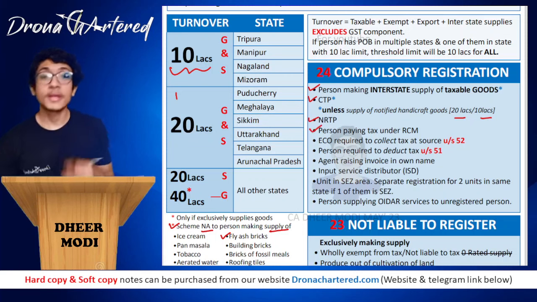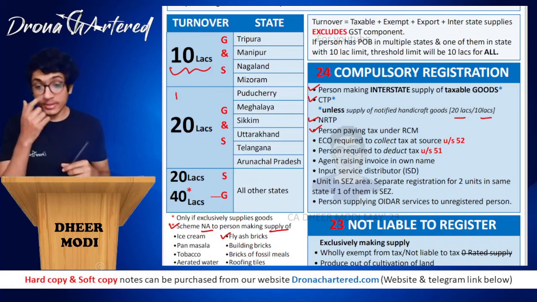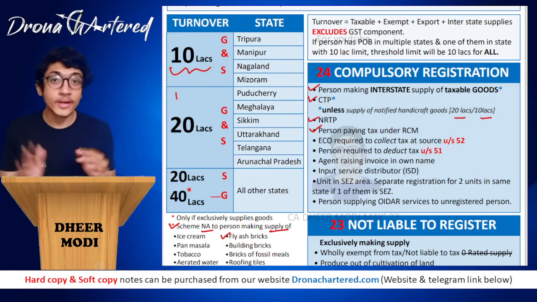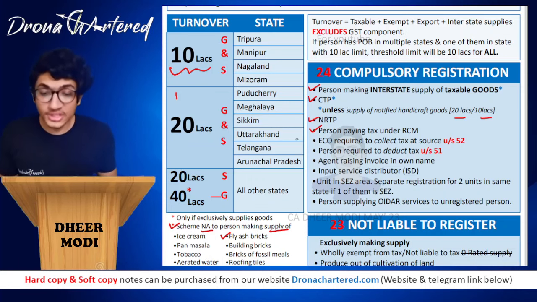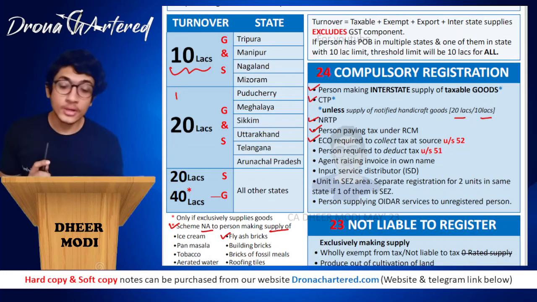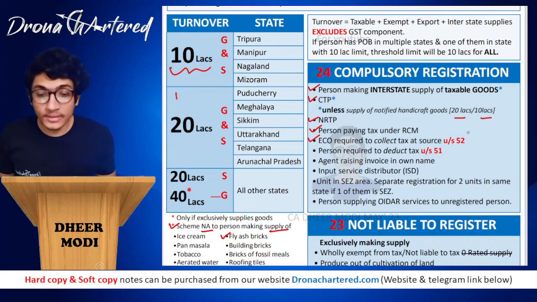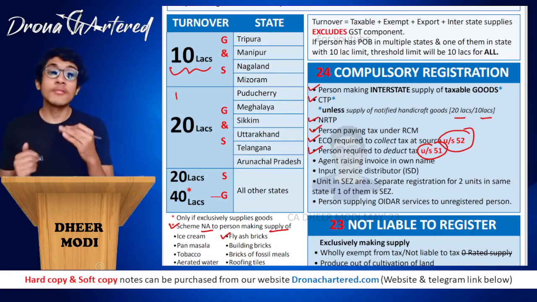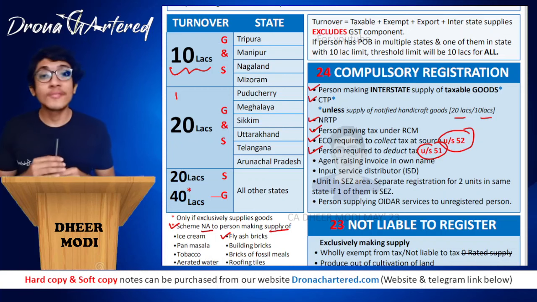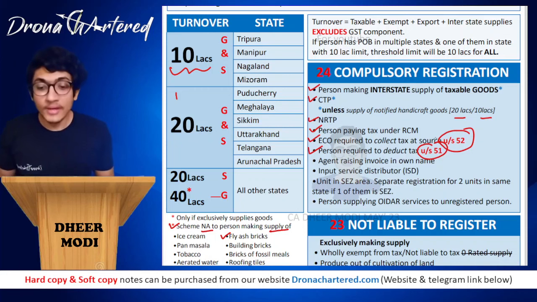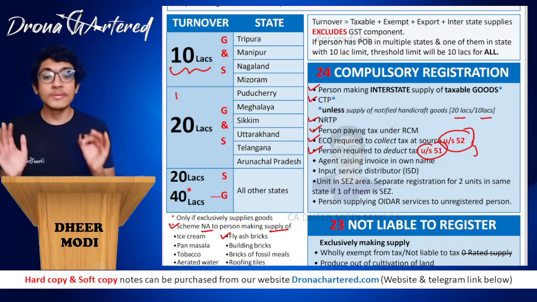Then any person paying tax under RCM, that is your reverse charge mechanism. We have already done this chapter. So any person paying tax under RCM also has to take compulsory registration. Any ECO required to collect tax at source. ECO is your electronic commerce operator. So if he has to collect tax at source under section 52, he also has to take registration. And a person required to deduct tax under section 51. The chapter that we will be doing after registration is TDS TCS itself. So therefore, this section 52 and 51 will be covered over there.